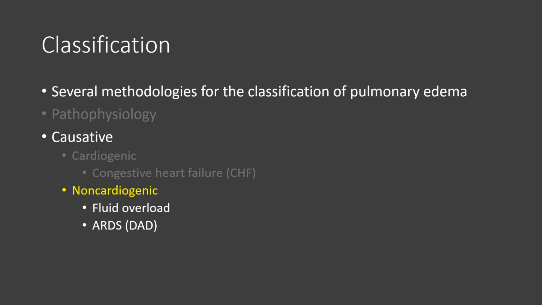So they're getting too much fluid or they can't get rid of the fluid. Who can't get rid of fluid? People with renal failure. So fluid overload or aggressive resuscitation. The other type of non-cardiogenic edema that we see commonly is ARDS. This is going to be your permeability edema with diffuse alveolar damage.